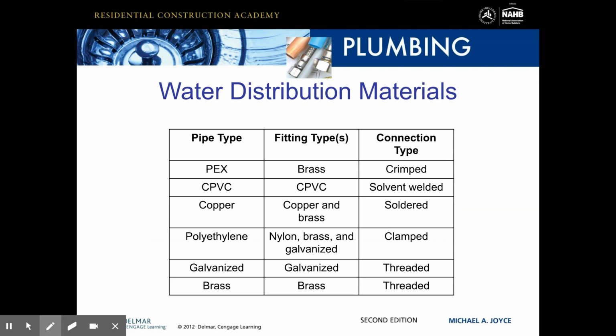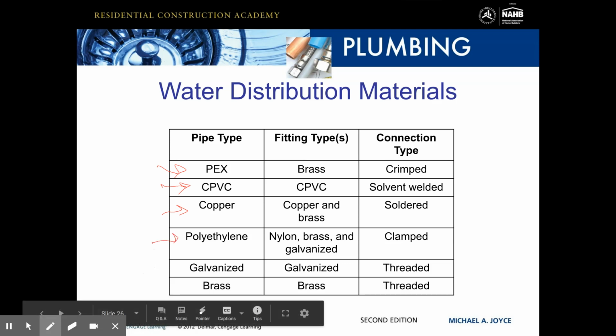And here's some water distribution materials. So we covered some of these before. We have our PEX, CPVC, copper, polyethylene, galvanized, which isn't used too much anymore, and brass.